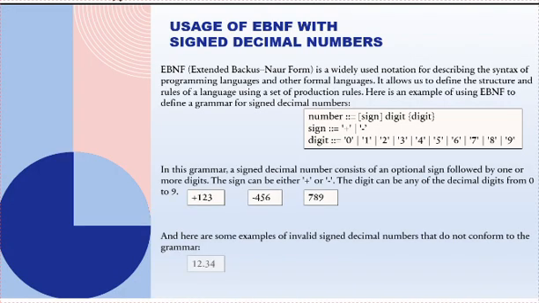This EBNF grammar defines a signed decimal number as an optional sign followed by one or more digits. The sign can be either plus or minus, and a digit is any decimal digit from 0 to 9. Valid examples of signed decimal numbers: plus 123, minus 456, 789. Invalid examples: 12.34 contains a decimal point, and strings that contain non-digit characters.